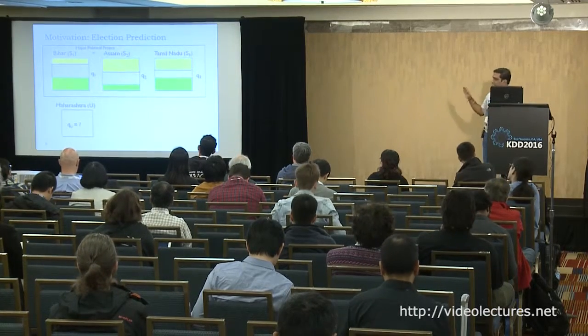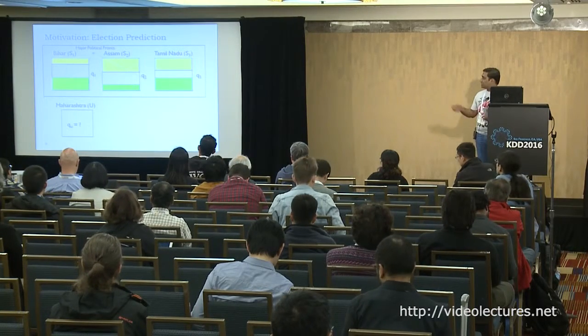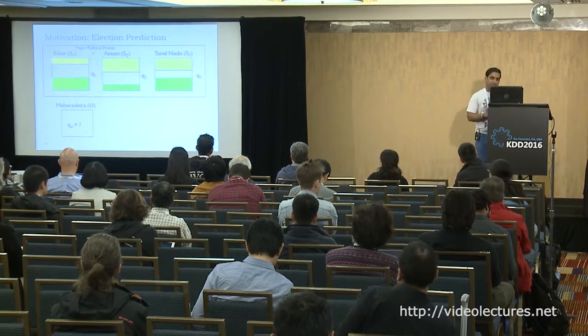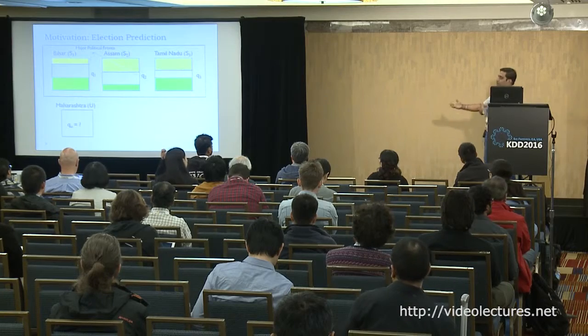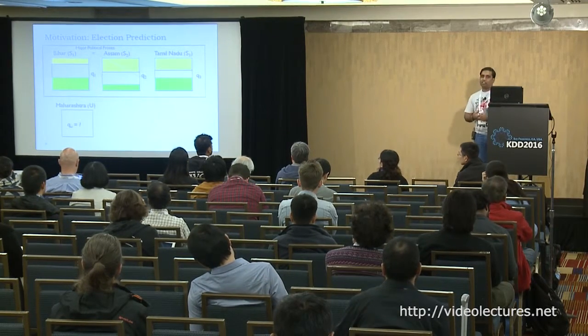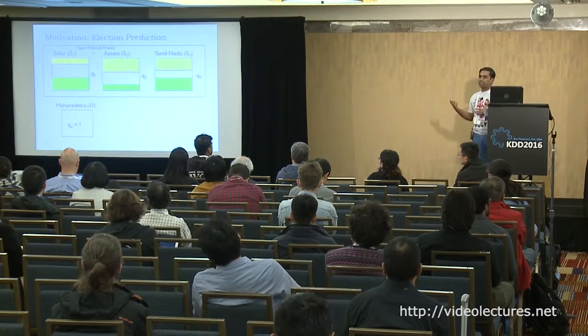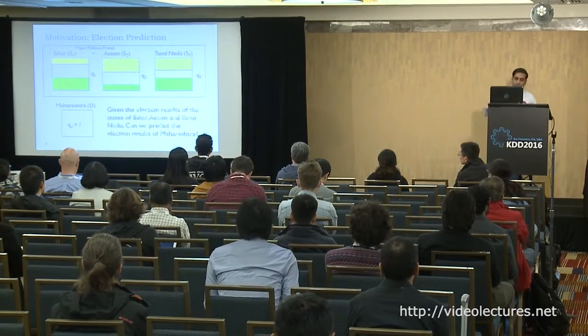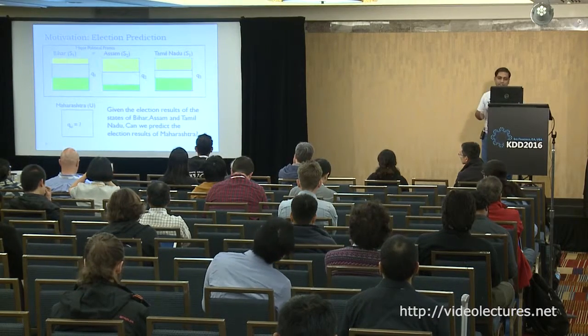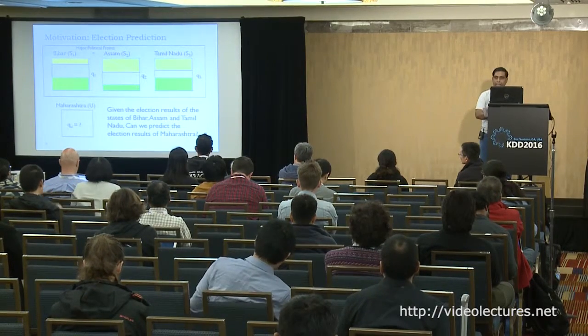Now, our goal is this. Let's say this is another state in India, and all these three elections happened in 2016, and the one that I'm showing you right now is going to happen in 2017. I would like to predict what fraction of people in Maharashtra are going to vote for which party. So this is a prediction problem. Given the election results of Bihar, Assam, and Tamil Nadu, can we predict the election results of Maharashtra?